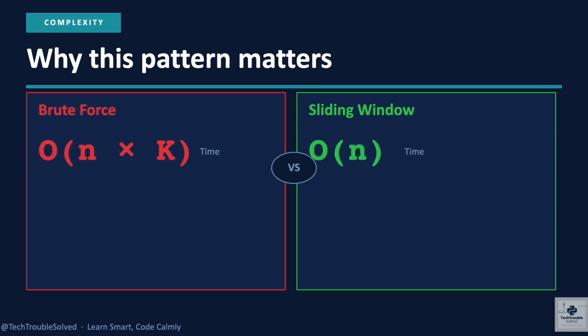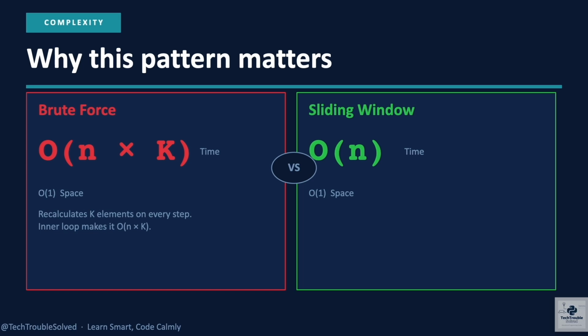Here is the clean proof. Every element enters the window exactly once when the right pointer crosses it. Every element exits the window exactly once when the left pointer crosses it. Total operations across the entire algorithm equals 2n. That's O of n. Both approaches use O of 1 space. We only store two integers, window sum and max sum. No extra arrays or maps.